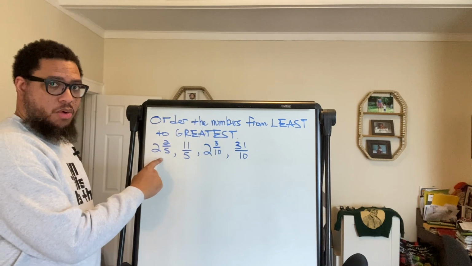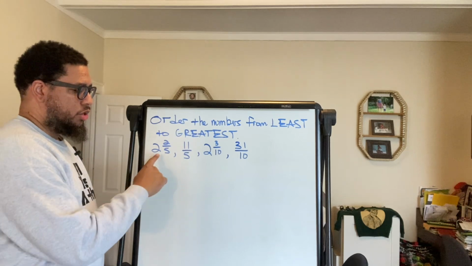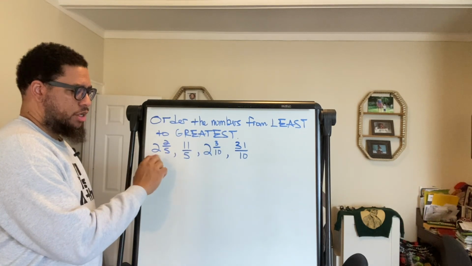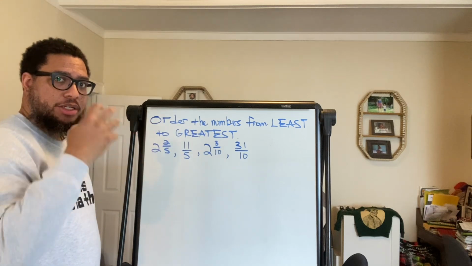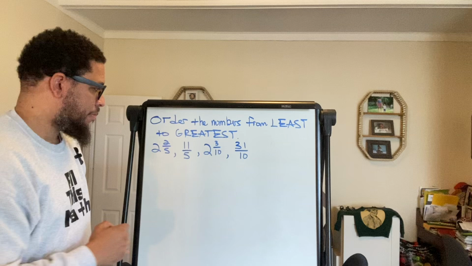That's a mixed number. Why is it called a mixed number? Because it includes a mixture of two types of numbers. You have a whole number and a fraction. Two types of numbers combined into one number. Whole number, fraction. That's why it's called a mixed number.